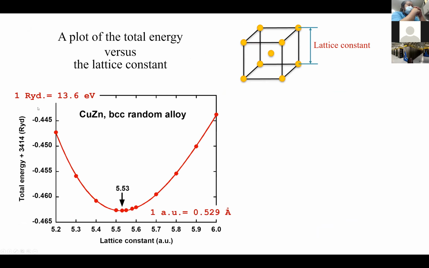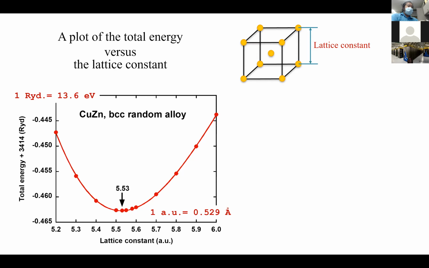On the left-hand side, the y-axis shows the total energy value. Remember, this is plus 3414. I don't want to have a lot of digits on my plot, so this is just a way of presenting the data. On the x-axis is the lattice constant in atomic units. So you see this parabolic curve.